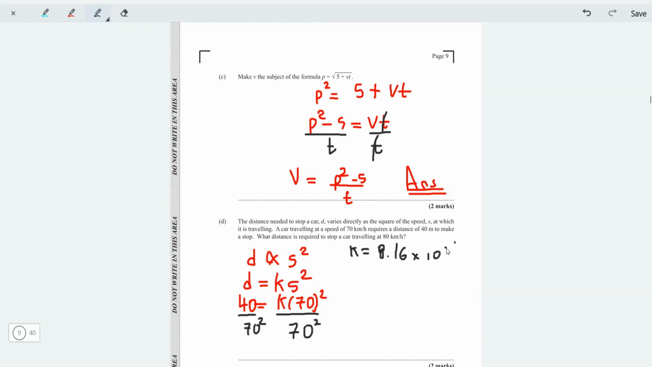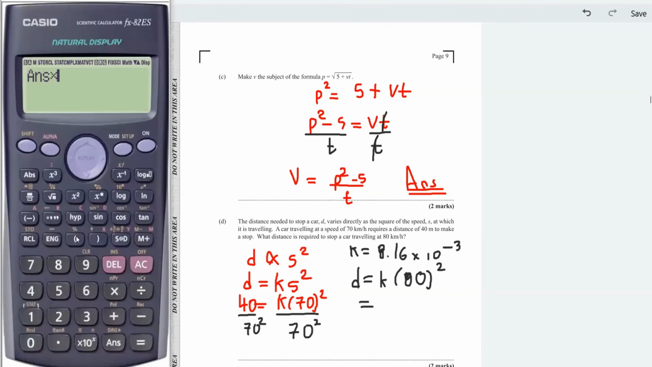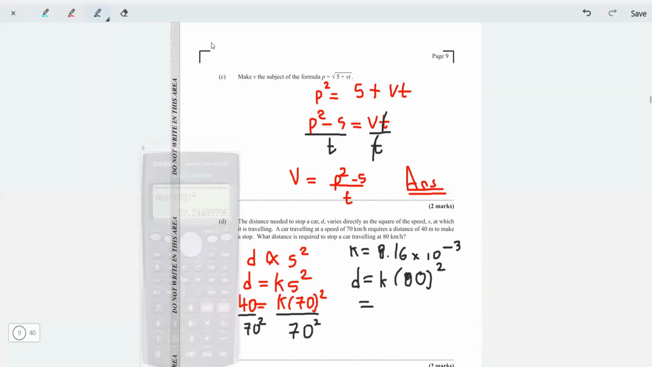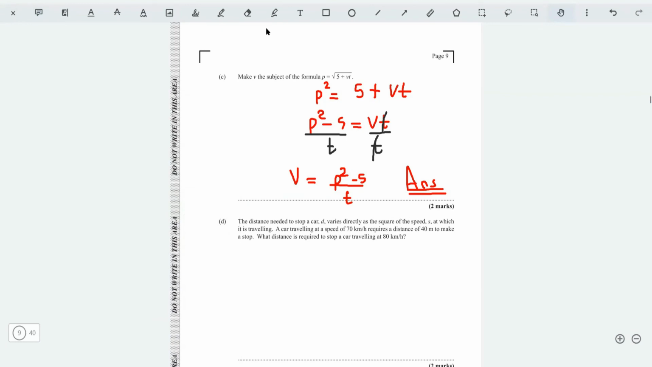So now the question says, what is the distance required to stop a car traveling at 80? So the distance is going to be equal to the constant k times the speed squared, 80 squared. All you have to do is put this in a calculator now. So we'll take out our calculator again, multiply it by 80 squared. And so what we end up getting is 52.2.